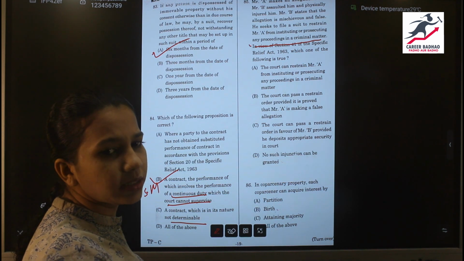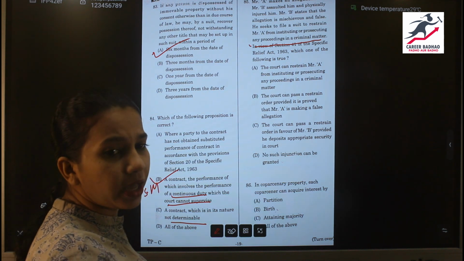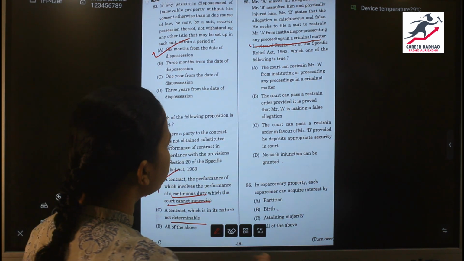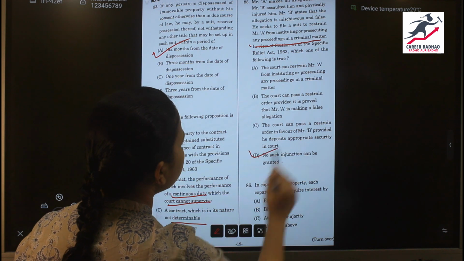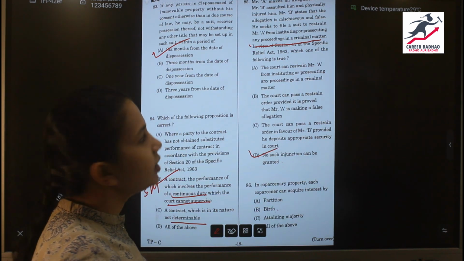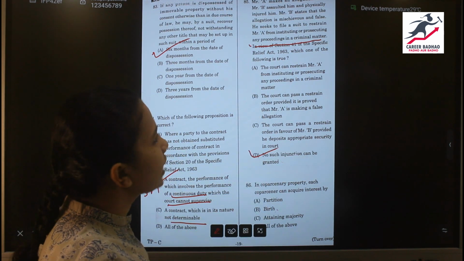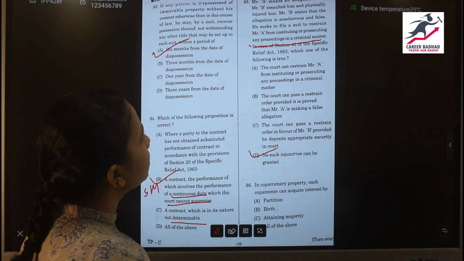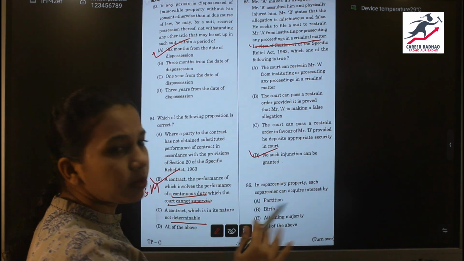As we all know, section 41 of SRA deals with where an injunction cannot be granted. So here the correct option would be D, no such injunction can be granted, because an injunction cannot be granted to prevent somebody from instituting any proceeding, any criminal proceeding.